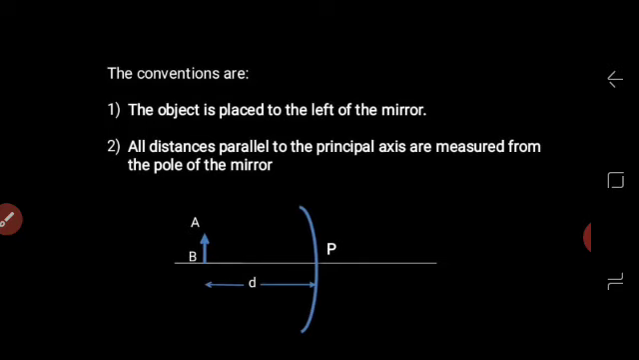But keeping it on the left will make things easy for us because we are familiar with the Cartesian coordinate axis, that is x and y axis. Therefore, it is easy to keep the mirror in such a way that the object comes on the left hand side. Second point, all the distances parallel to the principal axis are measured from the pole of the mirror.